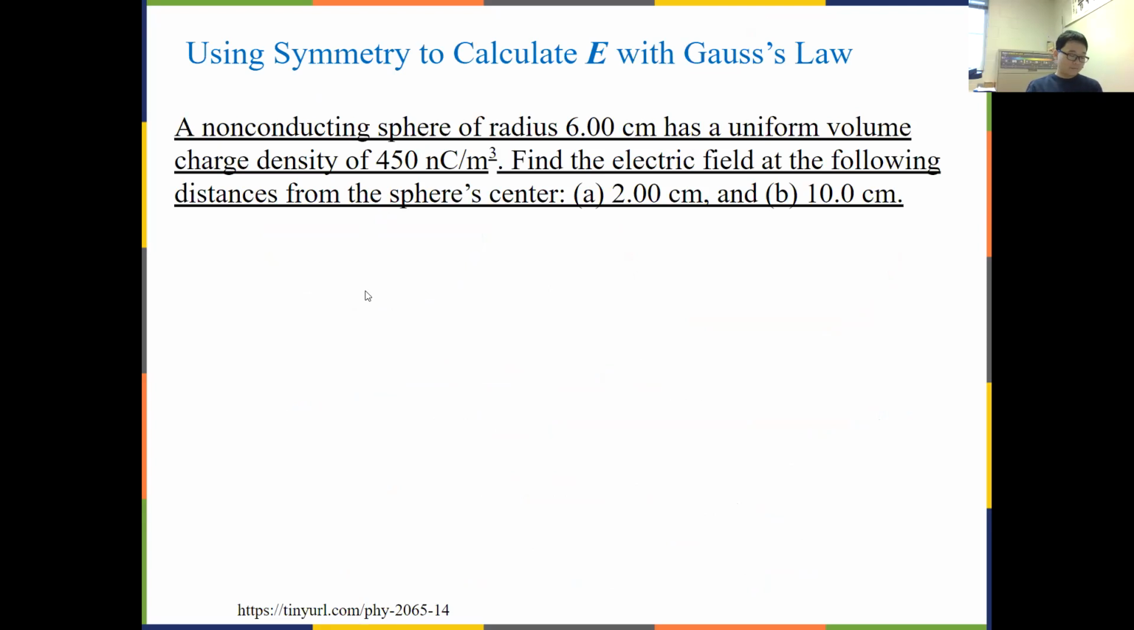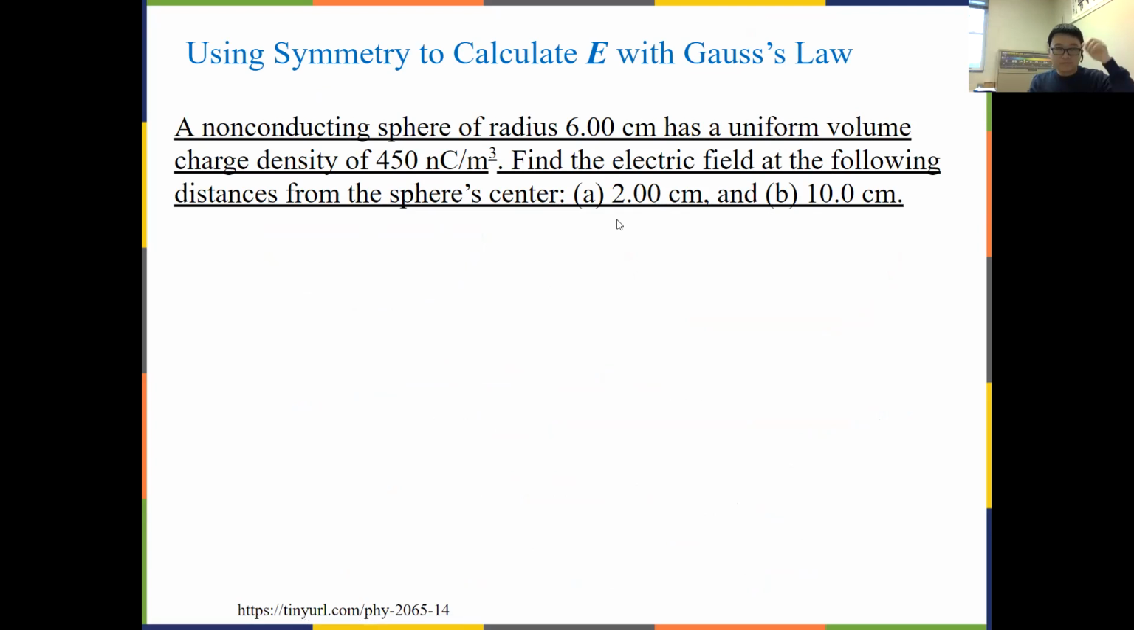Let's take a look at an example here. This one says to use symmetry to calculate E with Gauss's law. There is a non-conducting sphere of radius 6.00 centimeters that has a uniform volume charge density of 450 nanocoulombs per meter cubed. Find the electric field at the following distances from the sphere's center: 2 centimeters and 10 centimeters. So one is inside, one is outside.